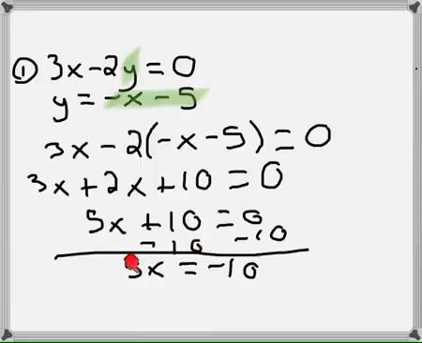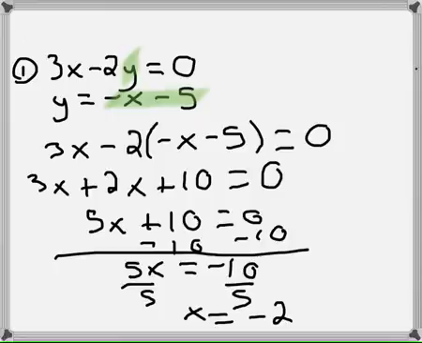I still don't have the x by itself, and this means 5 times x. What's the opposite of multiplication? Division. So I'm going to divide by 5 here and divide by 5 here, and x is going to be equal to -2. -10 divided by 5 is -2.